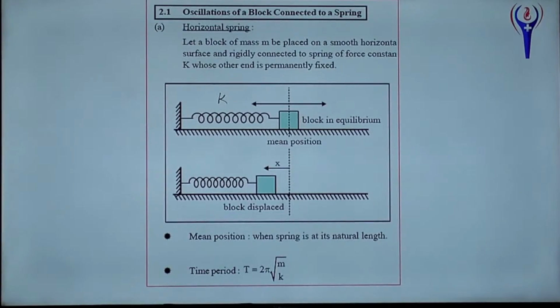Then, by applying a force, it will start to oscillate or vibrate like this. Then its time period is T equal to 2 pi into root of m by k. This is for oscillation of a spring in the horizontal direction. Note down this formula, T equal to 2 pi into root of m by k. This is the time period for a horizontal spring. k is the force constant of the spring.